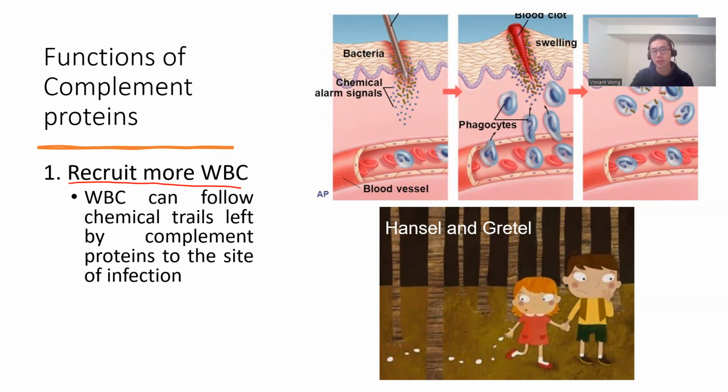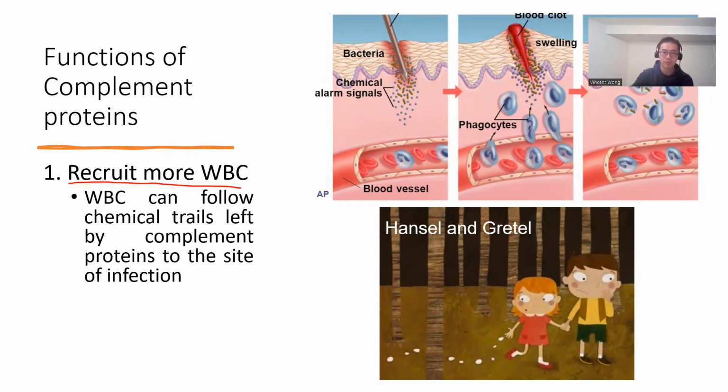And these chemical trails will attract the white cells, the newly made white cells or white cells that are already in the body. They will attract them to the site of infection, and therefore increase the recruitment. That is one function of the complement protein.